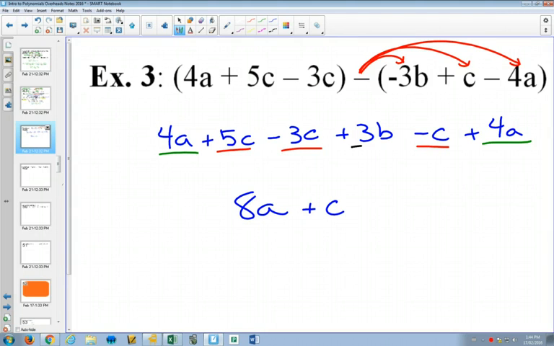And do we have anything like terms with the 3b? No. So we still have plus 3b. And since our answer right now has no like terms, we would be done. We've simplified it completely. We put all of our like terms together, and we have our answer.